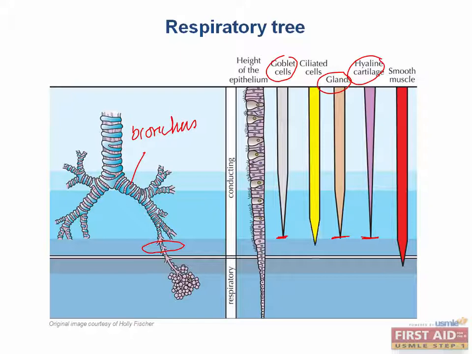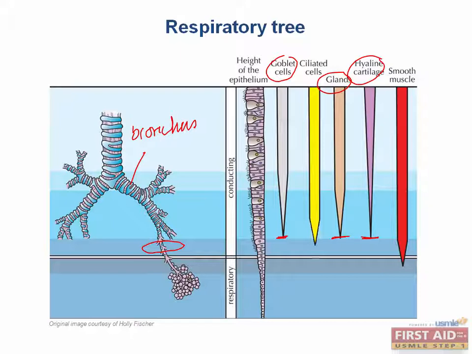Now, if you scan the entire image from left to right at the level of the terminal bronchioles, you'll see the only two columns still present at this level are the ciliated pseudostratified columnar cells, which extend to the beginning of the terminal bronchioles, and smooth muscle, which extends to the end of the terminal bronchioles. Again, the ciliated cells will help sweep out excess mucus produced by the goblet cells and glands just upstream.